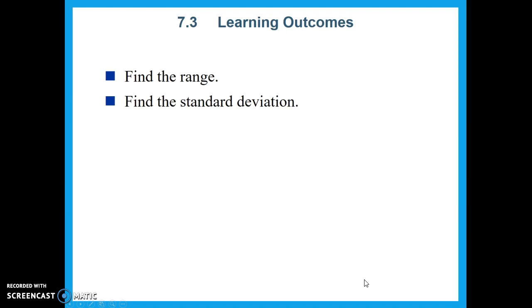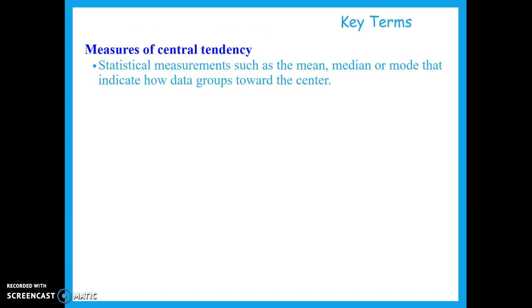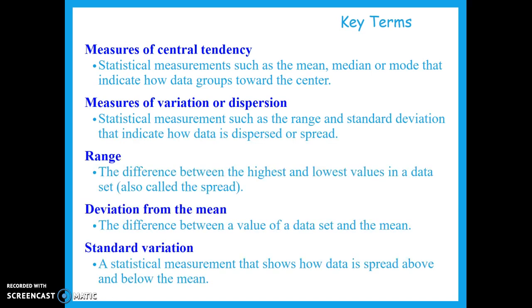7.3, now we're going to move on to range and standard deviation. Another group of statistical measures are measures of variation or dispersion. The variation or dispersion of a set of data may also be referred to as the spread. Our measures of central tendency are those statistical measurements such as our mean, median, mode that indicate how data groups, how they compare towards the center of your data.